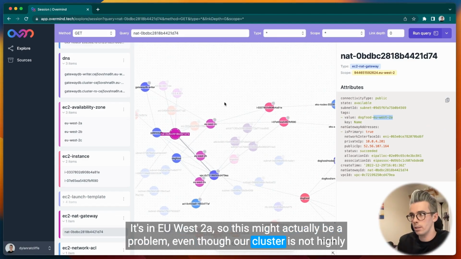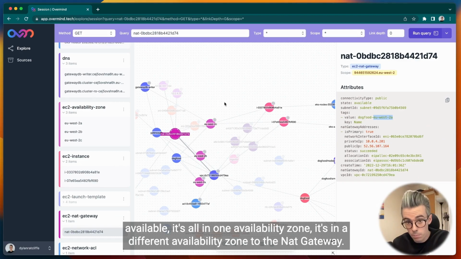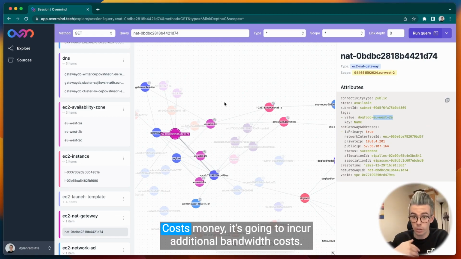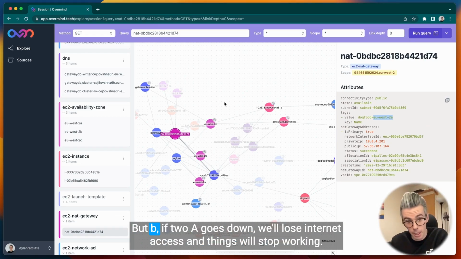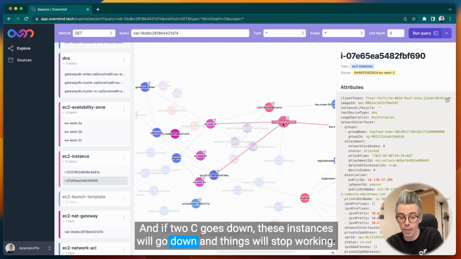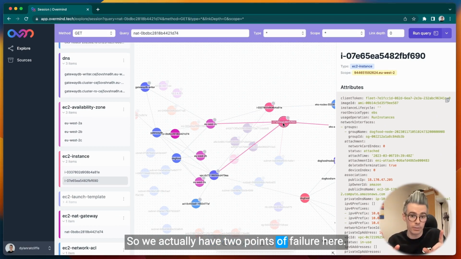Even though our cluster is not highly available, it's all in one availability zone, it's in a different availability zone to the NAT gateway. So for one, we're going to be talking across availability zones to get to the internet, which costs money. It's going to incur additional bandwidth costs. But B, if 2A goes down, we'll lose internet access and things will stop working. And if 2C goes down, these instances will go down and things will stop working. So we actually have two points of failure here.